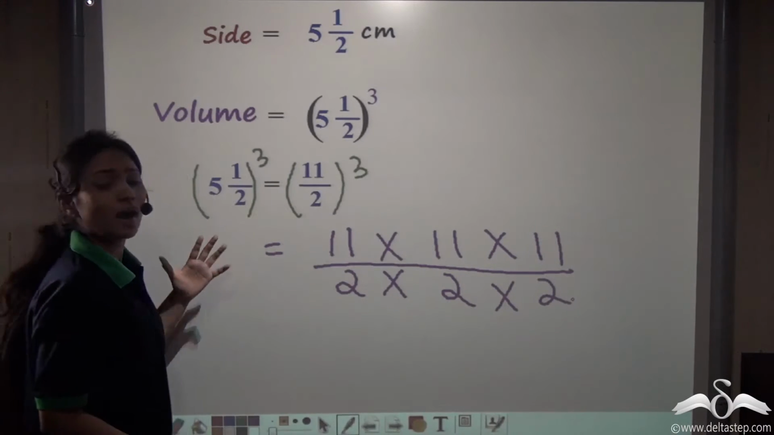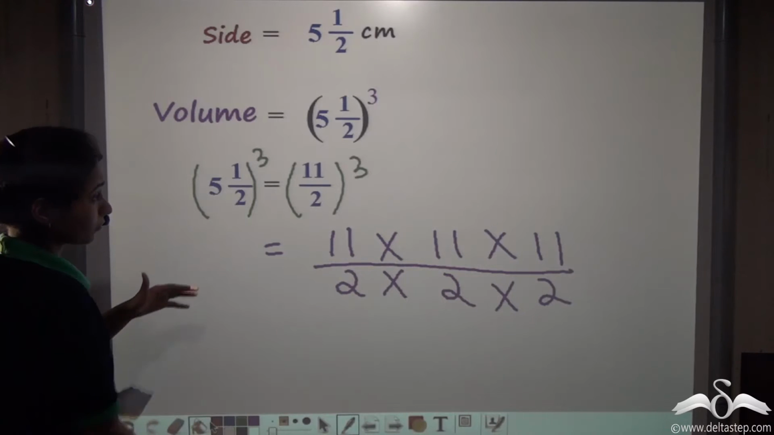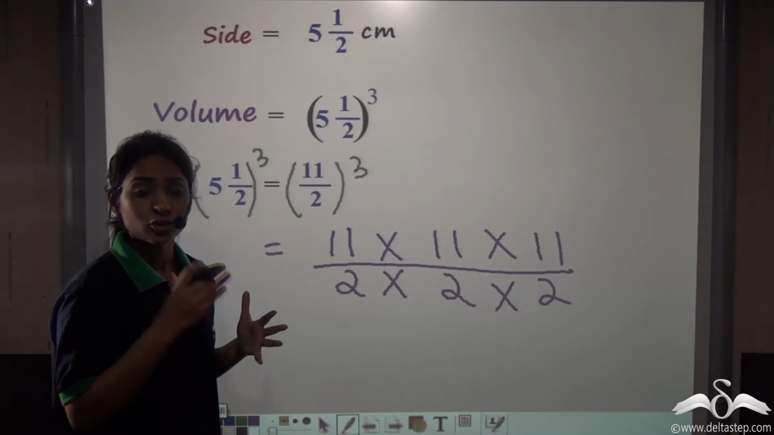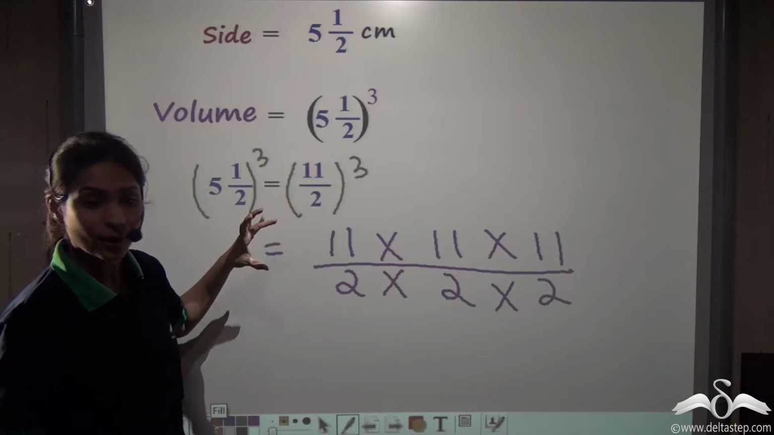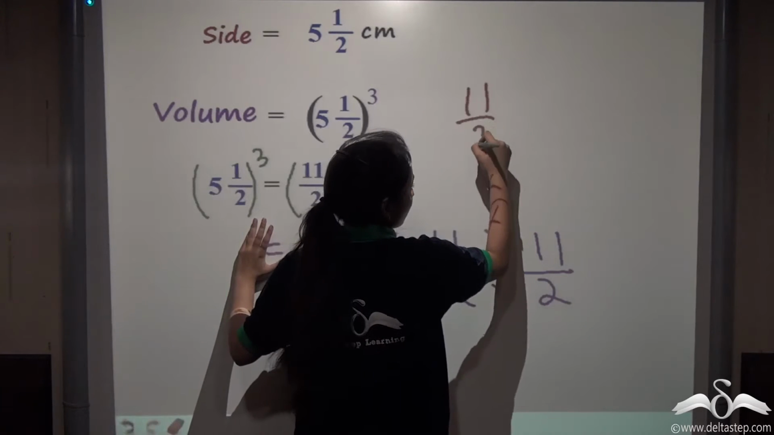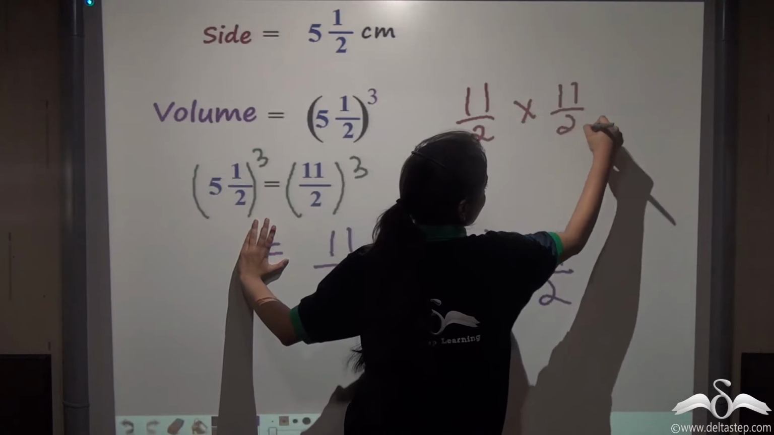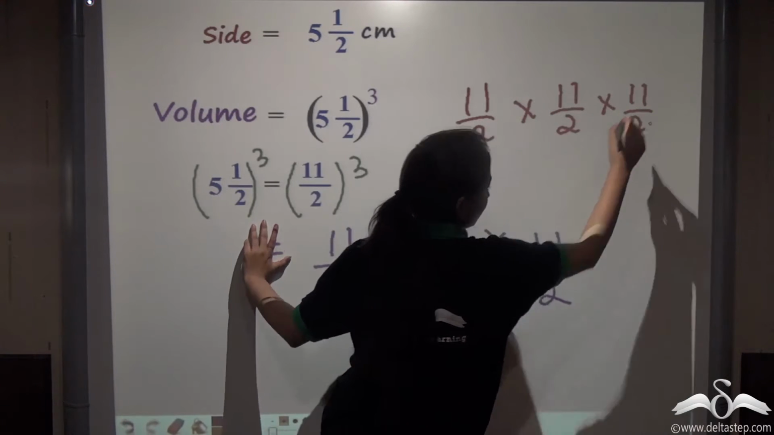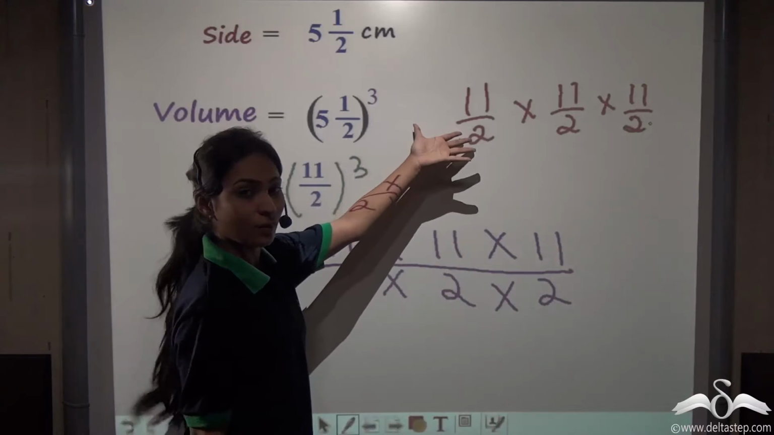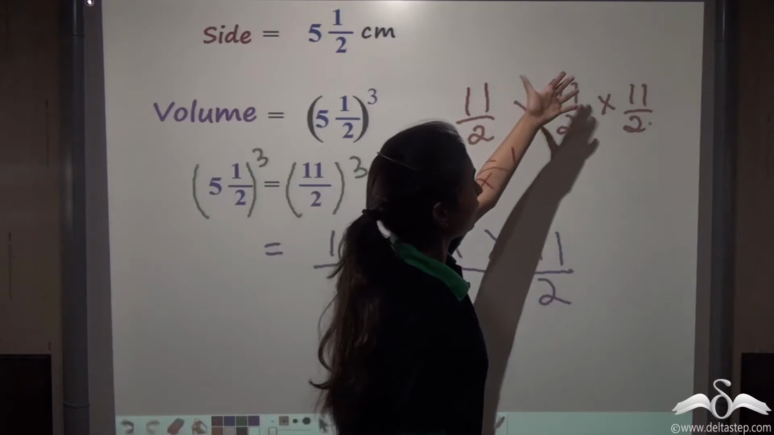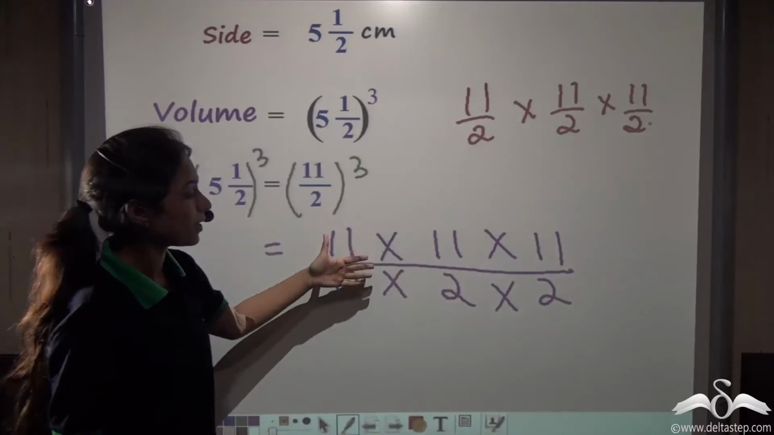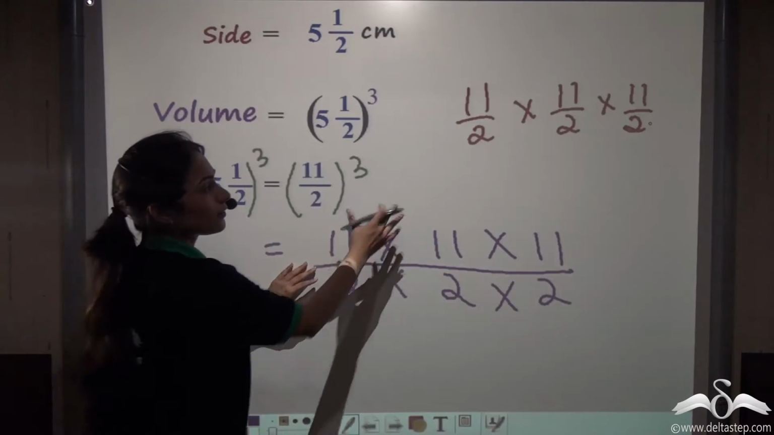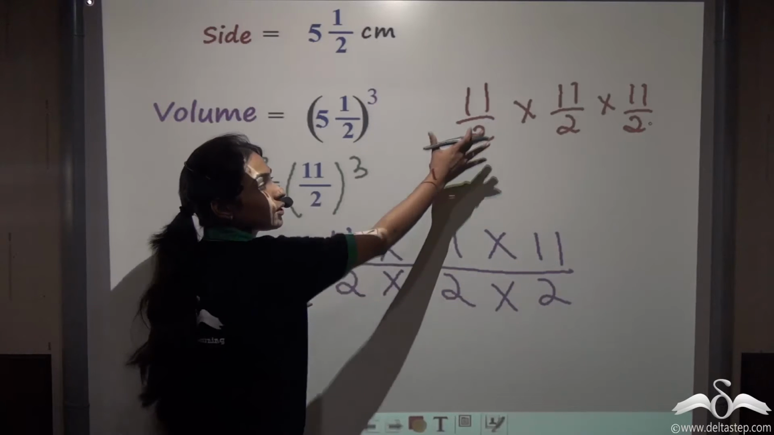Now if you look at it the other way, whenever we find out the cube of a number, say 2, it is 2 into 2 into 2. Here we have to find out the cube of 11 by 2. So I can write it like this also, 11 by 2 into 11 by 2 into 11 by 2. Well, after this what am I going to do? 11 into 11 into 11 separately and 2 into 2 into 2 separately. So this is the same as doing it in this method, only the writing differs. So this is equal to this.